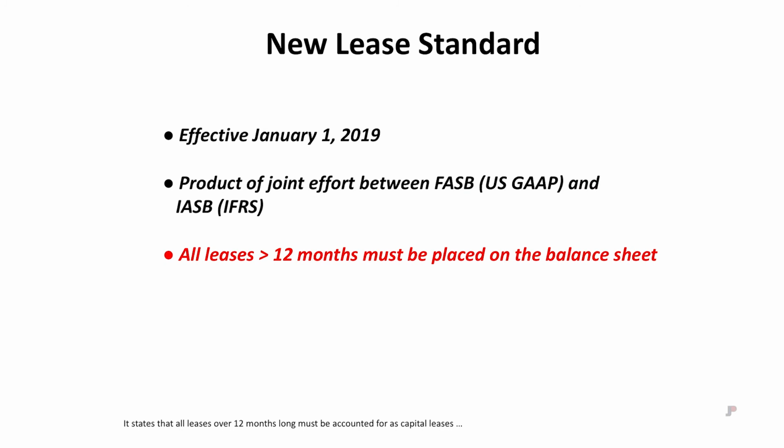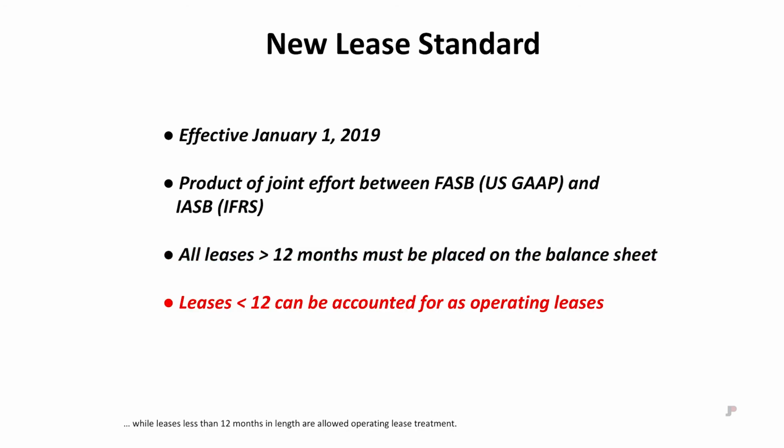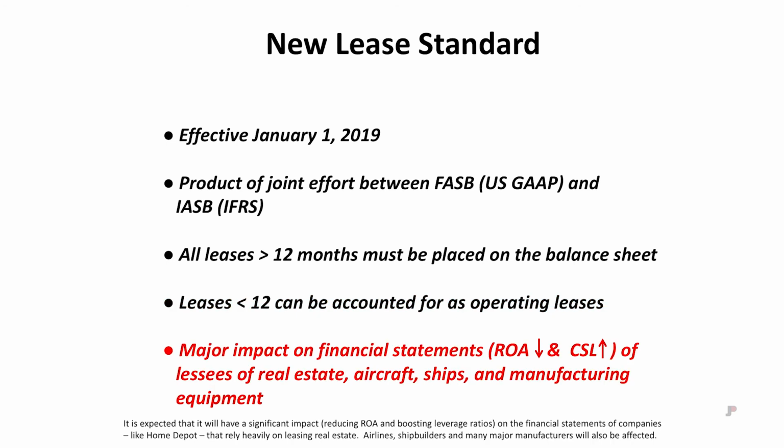It states that all leases over 12 months long must be accounted for as capital leases, while leases less than 12 months in length are allowed operating lease treatment. It is expected that this change will have a significant impact, reducing ROA and boosting leverage ratios on the financial statements of companies like Home Depot that rely heavily on leasing real estate. Airlines, shipbuilders, and many other manufacturers will also be affected.